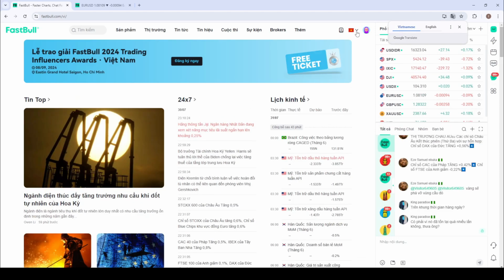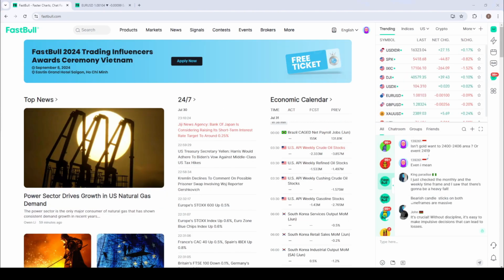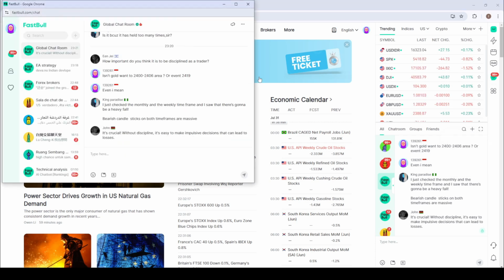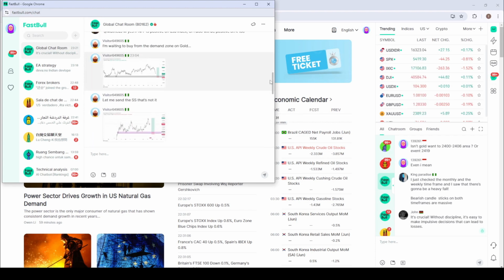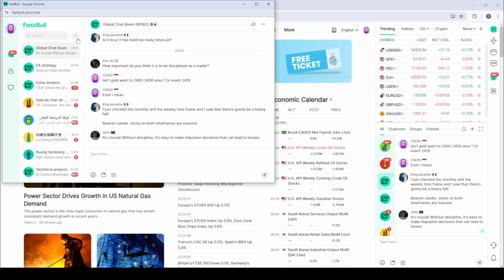There are many language options you can choose according to your preferences. In addition, you can also enlarge the chart as desired. To do this, just click the pop-up chat window. After that, you only need to adjust the chat display according to each trader's needs. You can also create your own group in the chat.